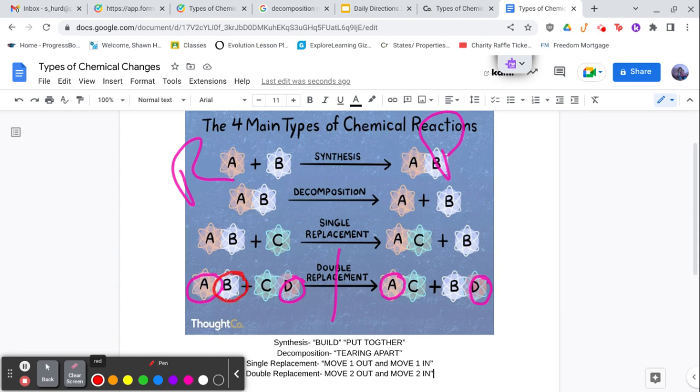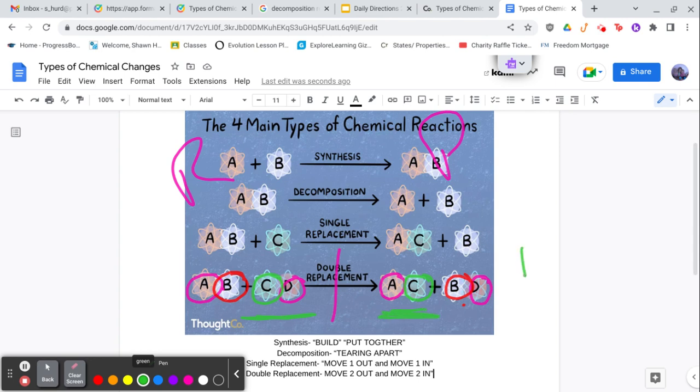Well, let's start with B. B is combined with A over here on the reactant side. On the product side, it is now combined with D. Also, we have the movement of letter C. Again, it can be an element, it can be a compound, but on the reactant side it is combined right here with letter D. Over here on the product side, it's combined with letter A.